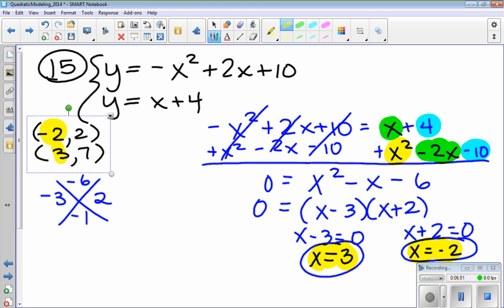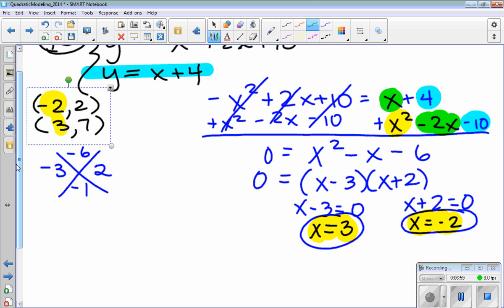But I agree with Chris. I happen to think if you plug it in here, it might go quicker for you. It's pretty easy to plug it in, so I am going to do that. I'm going to plug in a 3 into here. So y equals 3 plus 4. Well, that's just 7. So that's where 3, 7 came from.